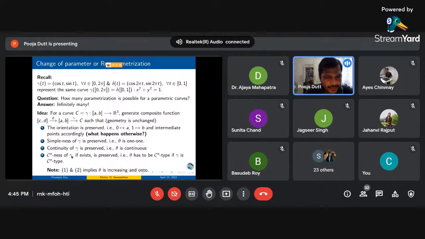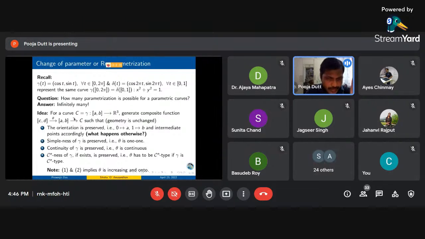So in that case, if gamma is Cn type, then the Cn-ness of gamma should be preserved. So the theta has to be Cn type, because we know that if two functions are Cn type, their composition is also Cn type. Continuity: the composition of two continuous functions is continuous. Composition of two C1 type or differentiable functions is differentiable. Twice differentiable is also twice differentiable, and accordingly it goes on. So here we need theta to be Cn type if gamma is given to be Cn type.